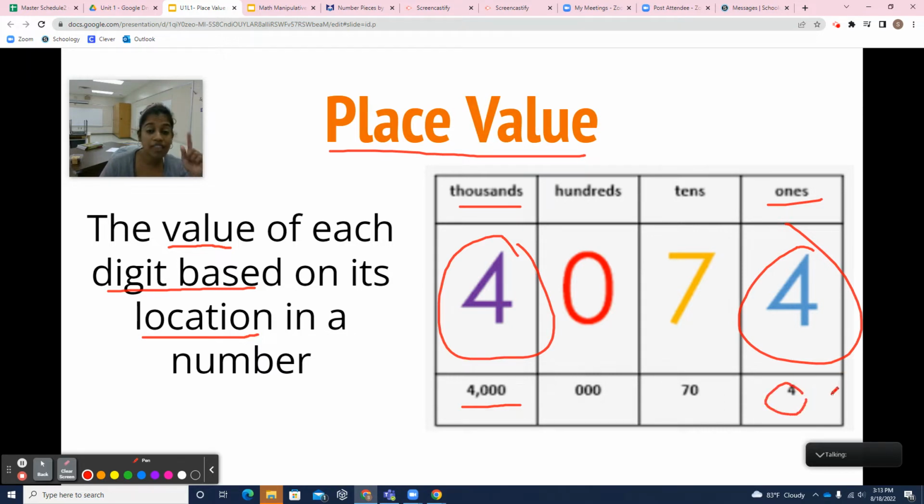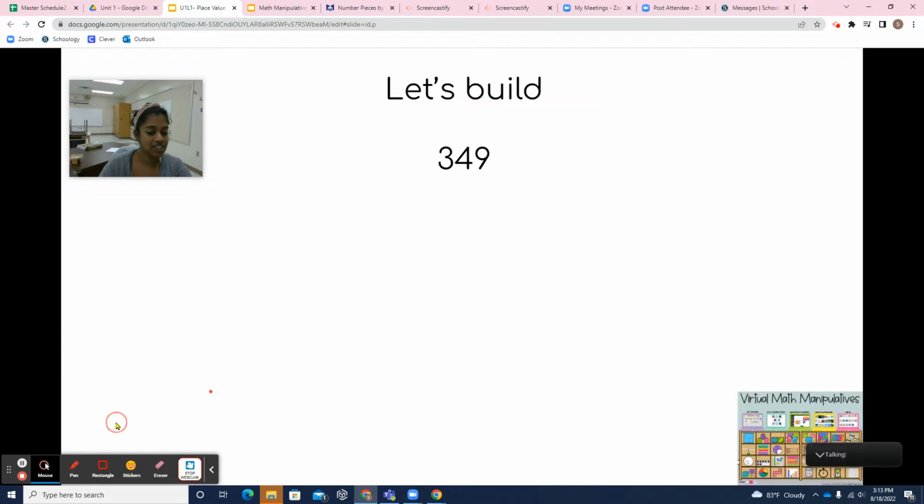So I know that 4,000 is more than 4. So the 4 in the thousands place has a larger value. It's worth more. All right. Now, let's go on to our lesson.